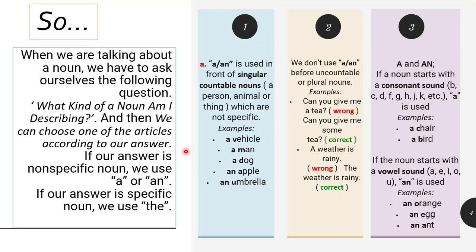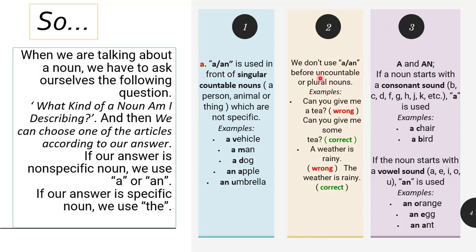Now we discuss the use of a, an, the in English. We start with a. A or an is used in front of singular countable nouns. It is for a person, an animal, or a thing. And it is not specific. When I say a vehicle, a man, a dog, an apple, an umbrella, it could be any kind of item I mention.